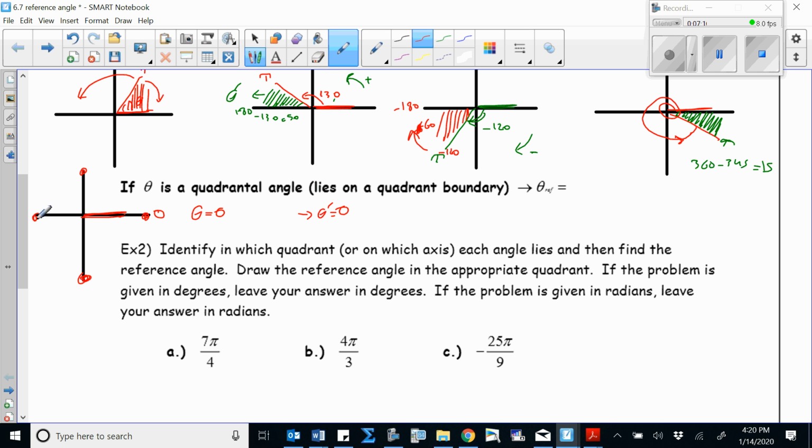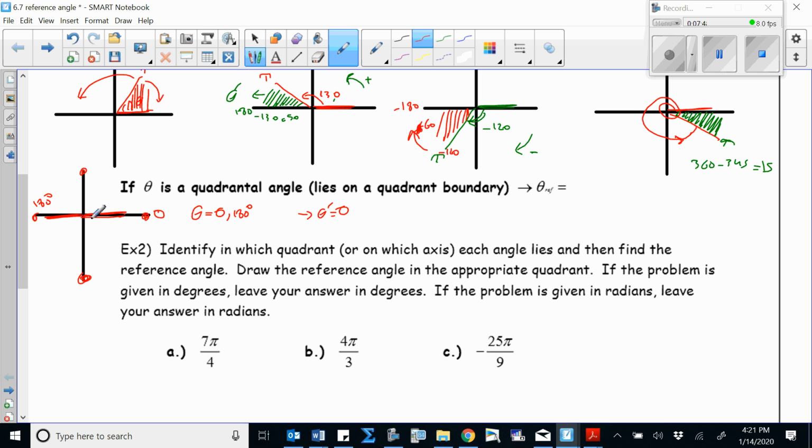What if my angle is 180 degrees? So the terminal side is going to be here. This will be the initial side and this will be the terminal side. Again, the distance between the terminal side and the x-axis is 0. So if theta is 180 degrees, theta prime is also going to be 0. So I don't have to write that here. So for 0 and 180, theta prime is 0.